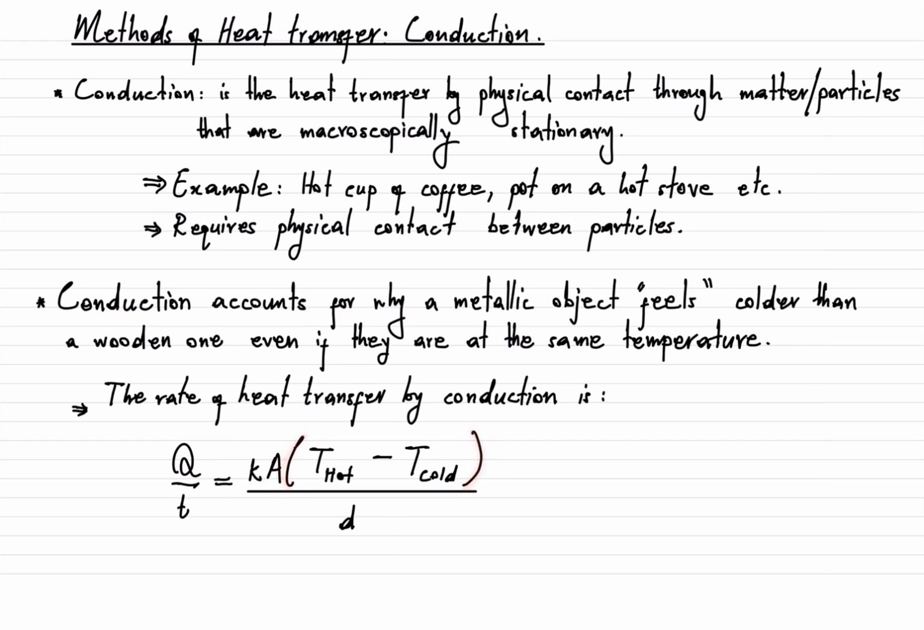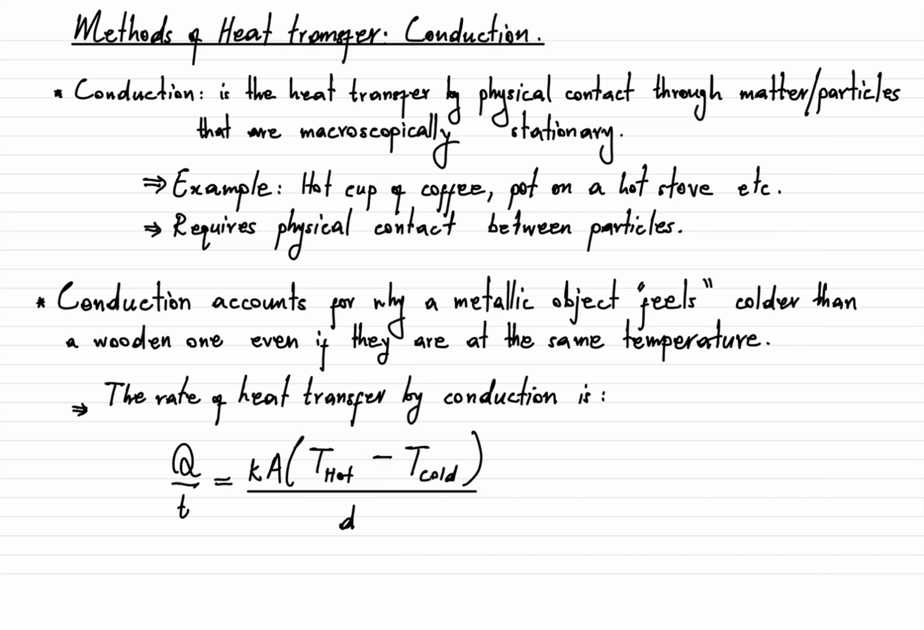multiplied by the difference in temperatures between the hot object and the cold object. Remember, in order for us to have heat transfer, there first has to be a difference of temperature. And if there's a non-zero difference of temperatures, then heat will flow from the hot object to the cold object. So it shouldn't be a surprise why we have the temperature of the hot object minus the temperature of the cold object.